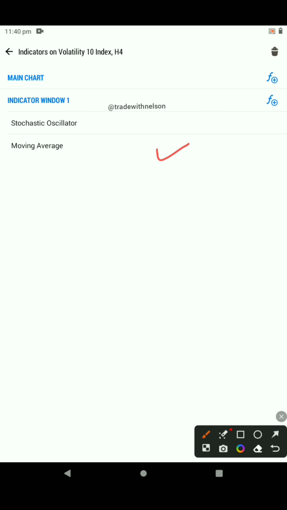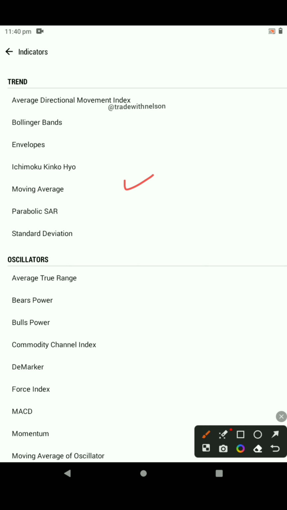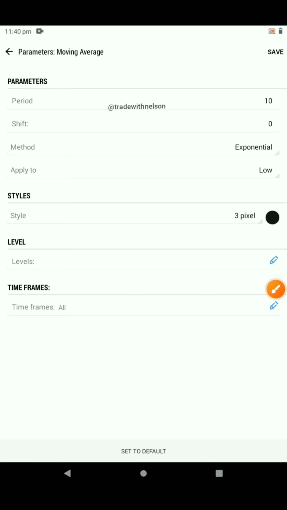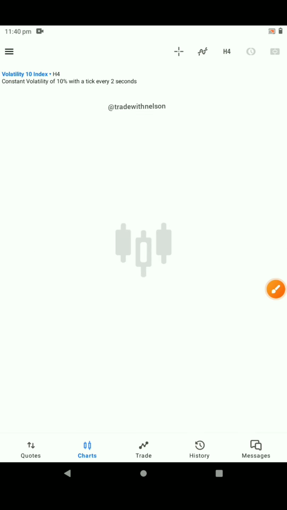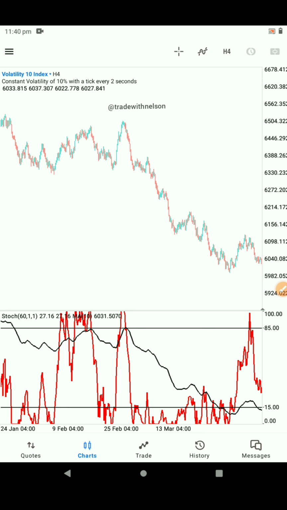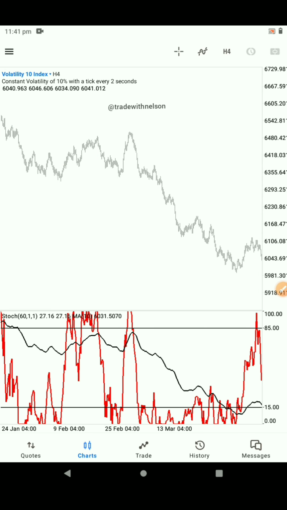For the second indicator, which is the moving average, click on the F icon on indicators window 1, then Moving Average. Make the period 10, shift 0, method exponential, apply to low, style 3 pixels, and select a color of your choice. After that, click on save. If you follow my settings correctly, your chart should look exactly like what you see over here.